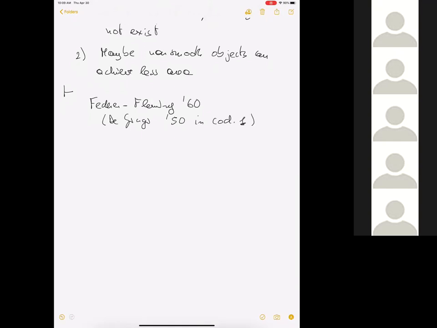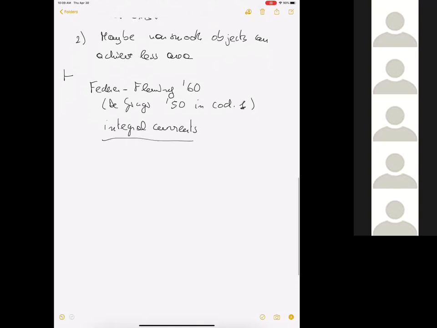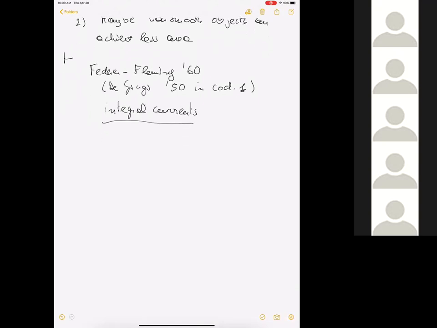And this is the setting of integral currents, for which I just give you a very quick introduction. So one quick way of saying what an integral current is the following.